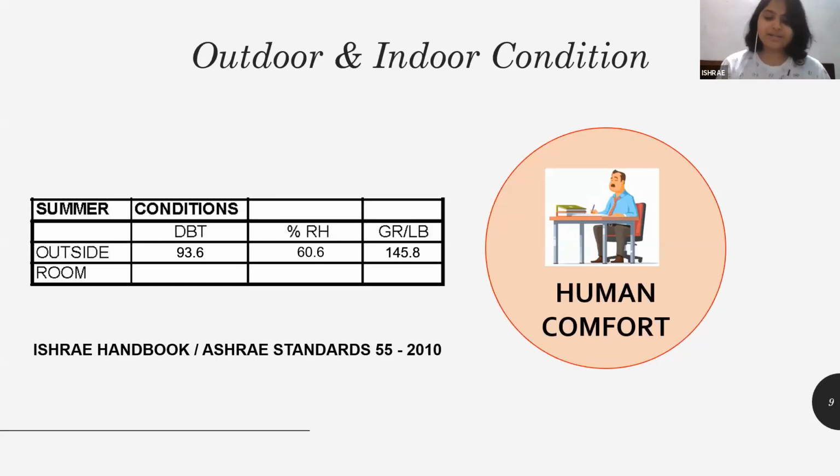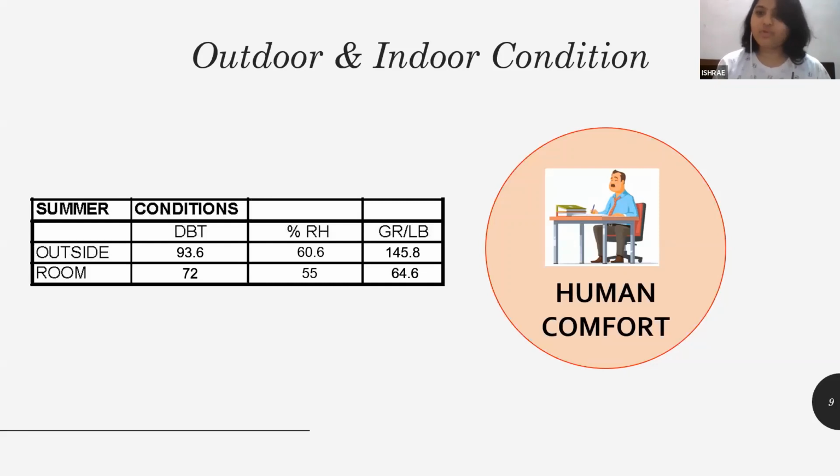So for my design, I have taken 72 as the dry bulb temperature and 55% as the relative humidity. When I plot these two points on my psychrometric chart, like I had shown before, I will get my grains per pound as 64.6. Apart from the dry bulb temperature, we also need the delta T and the delta grains per pound. That is basically outside temperature minus room conditions.